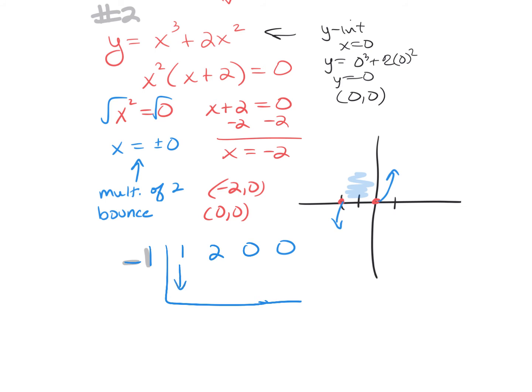I'm going to bring down the 1. I'm going to multiply, add the column, multiply, add the column, multiply. My ordered pair that I'm going to graph, I'm going to take the remainder and what I divided by. So I'm going to be graphing negative 1, positive 1. So my graph is only going to go up a little bit, and then it's going to come back down. It's bouncing at the 0. It doesn't cross, and then it goes right back up again.